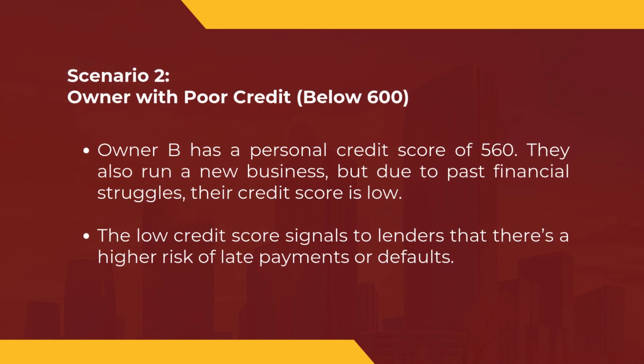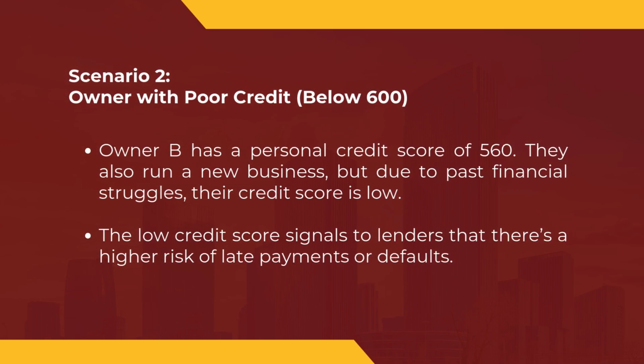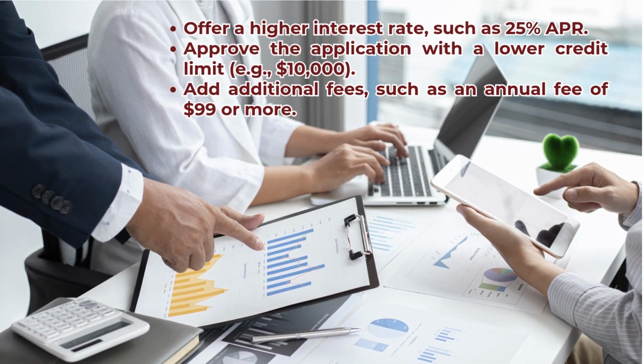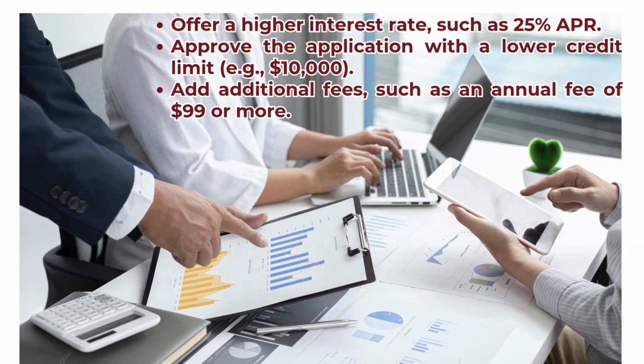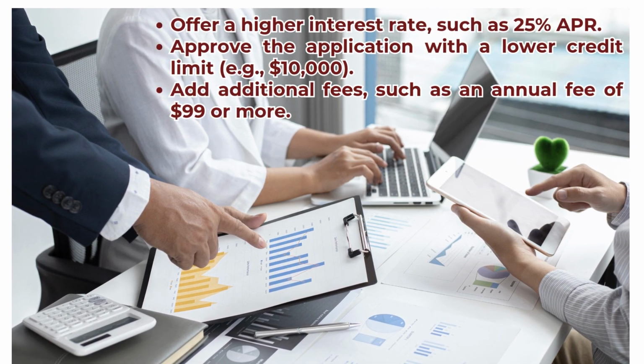Owner B has a personal credit score of 560. They also run a new business, but due to past financial struggles, their credit score is low. The low credit score signals to lenders that there's a higher risk of late payments or defaults. As a result, the lender may offer a higher interest rate such as 25% APR.